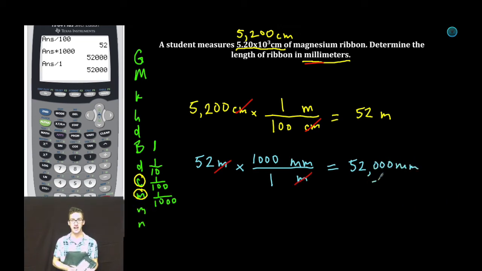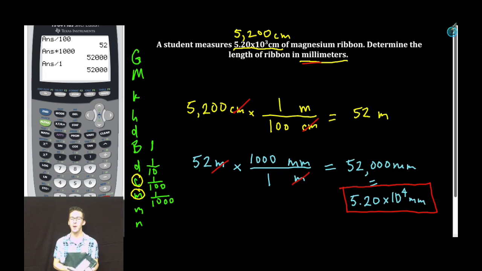Now, be cautious here. I need the correct number of significant figures. I have 3 in my original number, which means I need 3 in my final answer. The only way I can get 3 sig figs is by converting this back to scientific notation. In scientific notation, we're going to get 5.20 times 10 to the 4 millimeters. Boom.